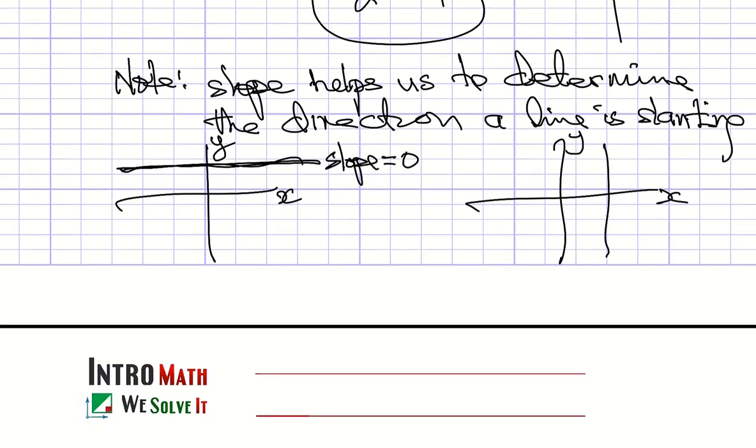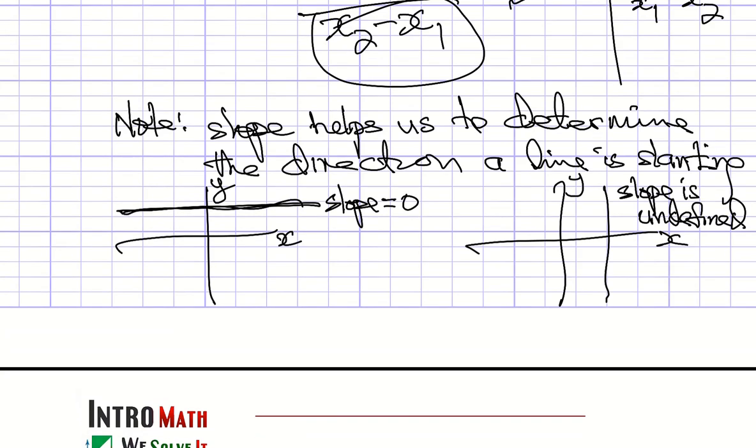It may be a vertical line. If it's a vertical line, slope is undefined. Slope is undefined. Well, that will come up later. I will explain it more.